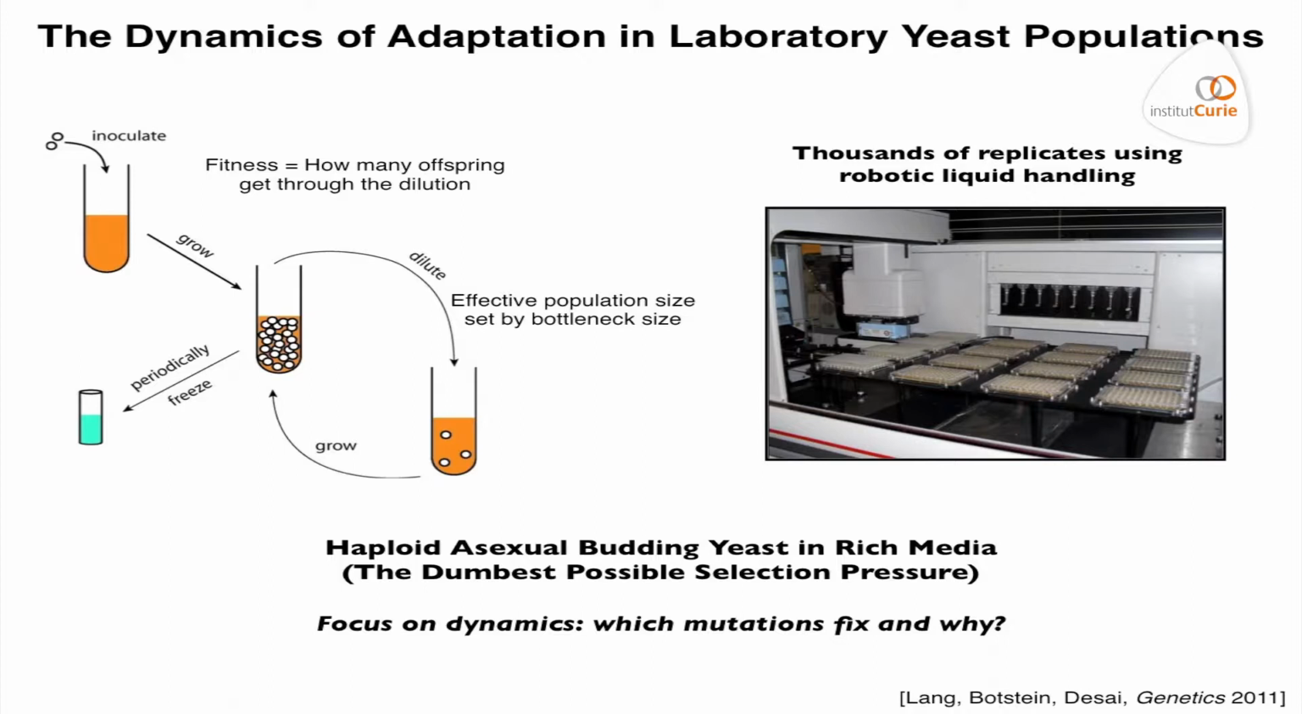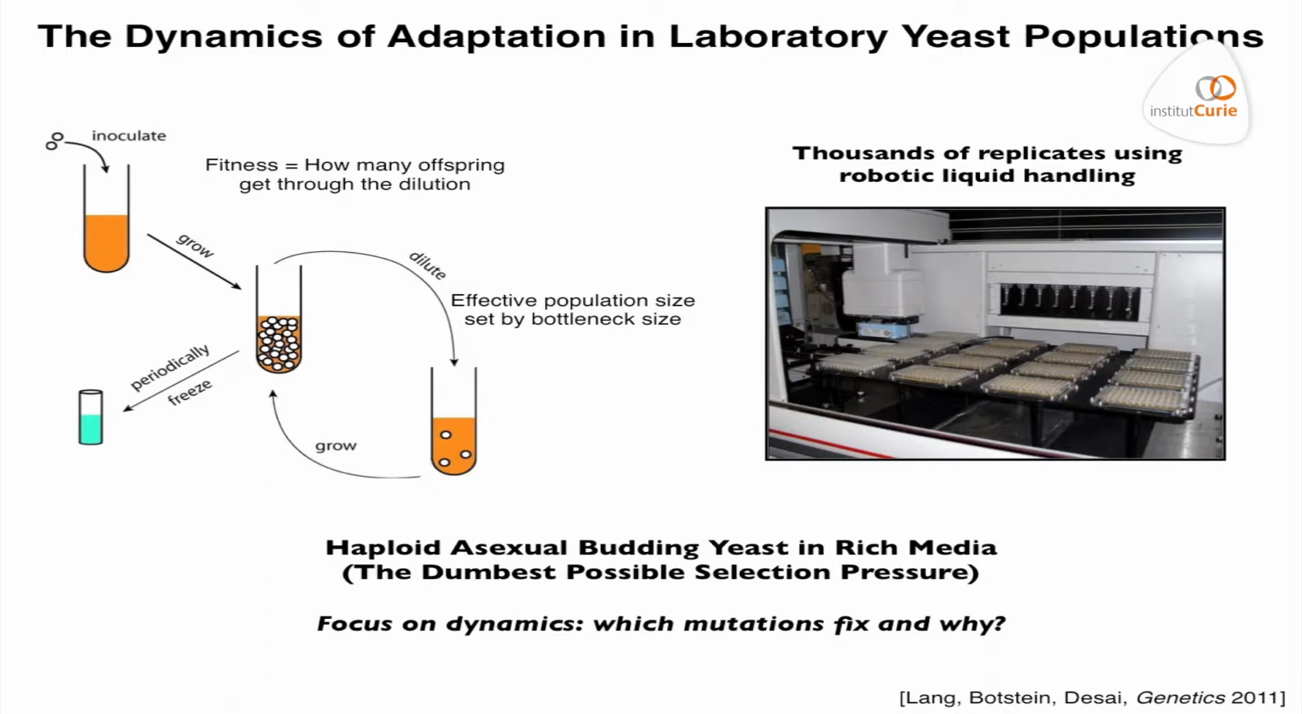You can tune how you do this dilution to change the population size. You can also change other parameters like the mutation rate by starting with strains of yeast that have problems in their mismatch repair machinery.